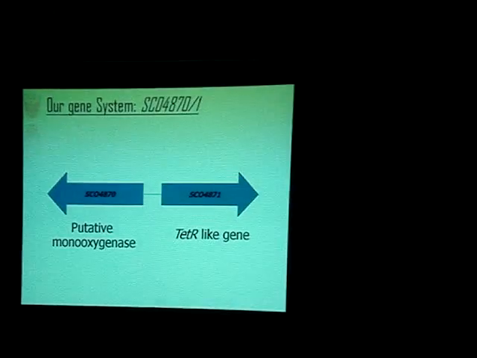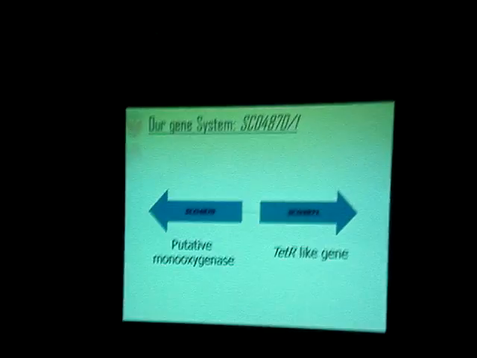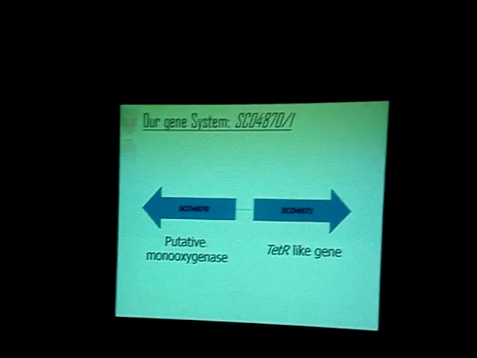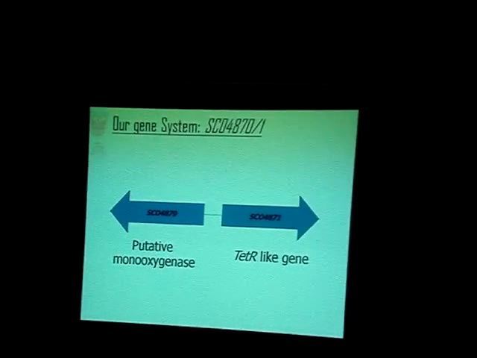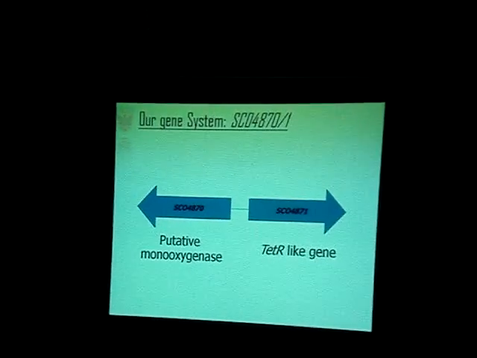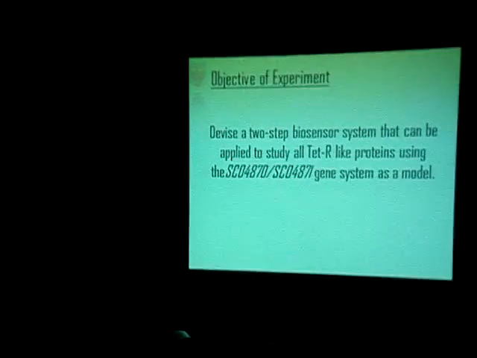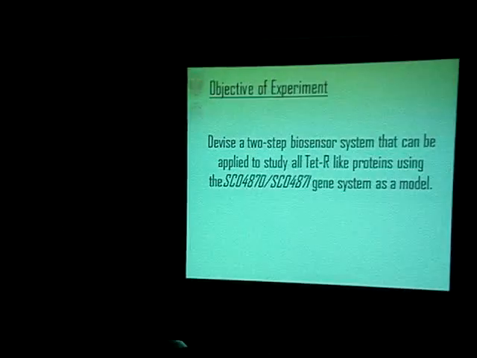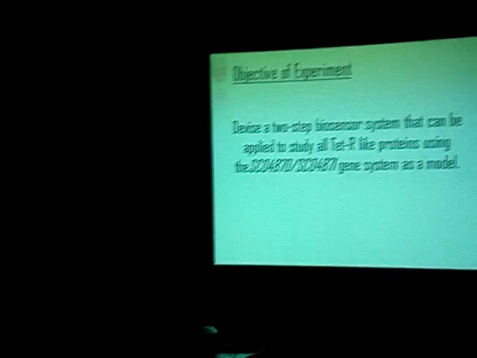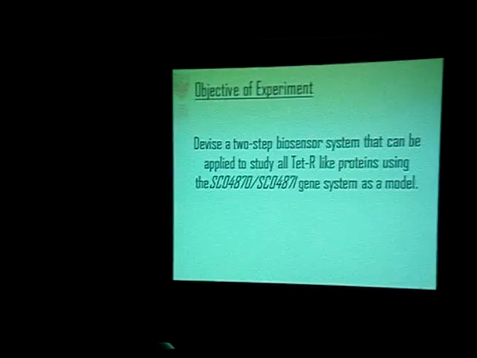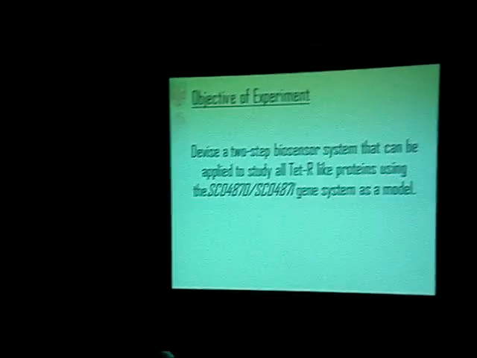Also, I forgot to mention in the last slide that the TET-R, TET-A operator sequences are palindromic, and from the orientation and palindromic characteristics, we identified 2 possible operator sequences for this system. So the objective of the experiment was to devise a 2-step biosensor system that would allow us to study all TET-R-like proteins using our SCO4871, SCO4870 gene system as a model.